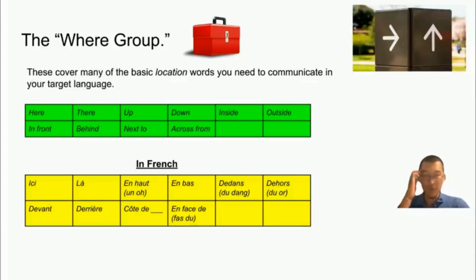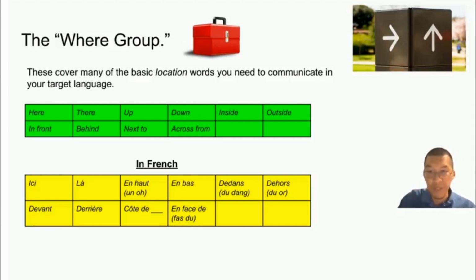Now, if you feel like those were too many vocabulary words, I completely get it. I mean, this is a new concept. I don't think it's really taught anywhere. So if you want to start with a smaller group, you can start with the where group. And this covers many of the basic location words you need to communicate in your target language. So here, there, up, down, inside, outside, in front, behind, next to, across from. And again, this doesn't cover all of them, but it does cover a wide berth of the location words that you would need to communicate in your target language.